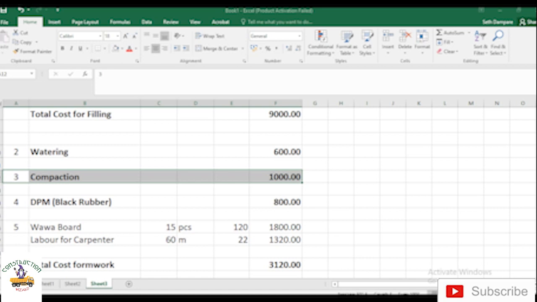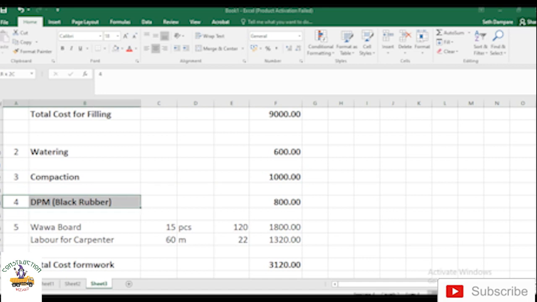So that first compaction cost us 500 cedis, and then the second compaction also cost us 500 cedis. If you put the two together, it's amounting to 1,000 Ghana cedis. And then we also bought the DPM, the black rubber. The rubber we spread on the surface of the filling material before concrete is poured on the ground floor. We spent 800 Ghana cedis in purchasing that rubber.